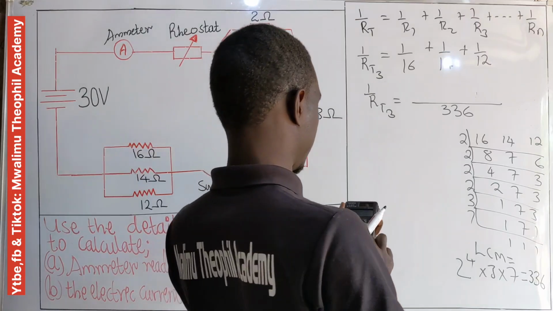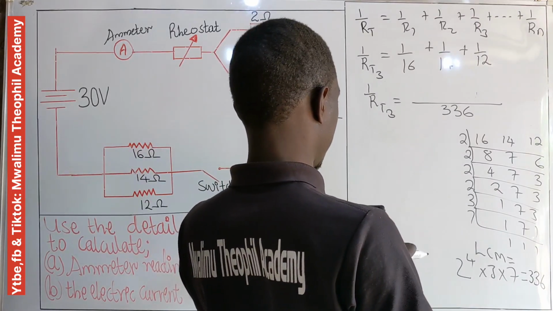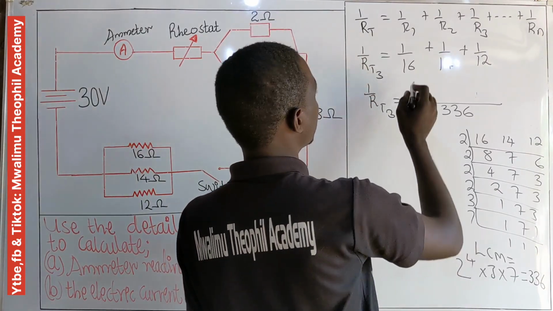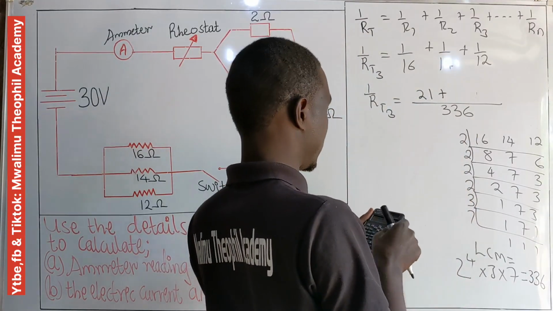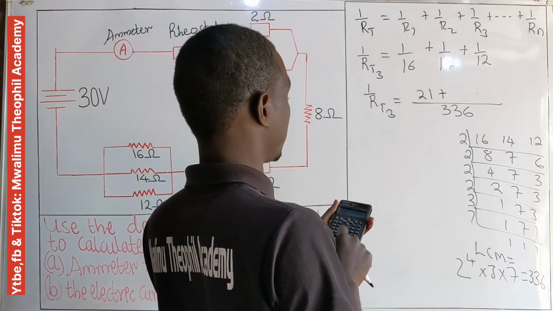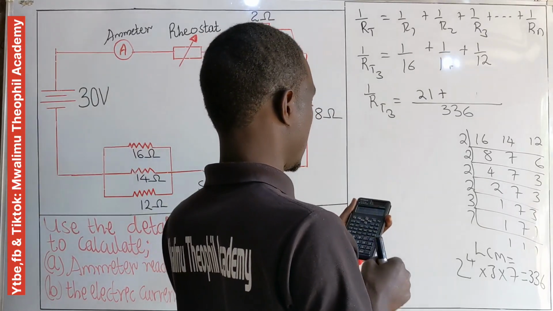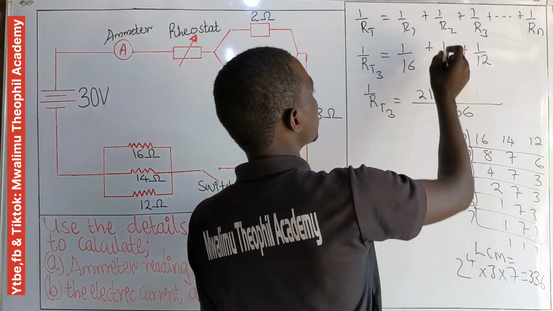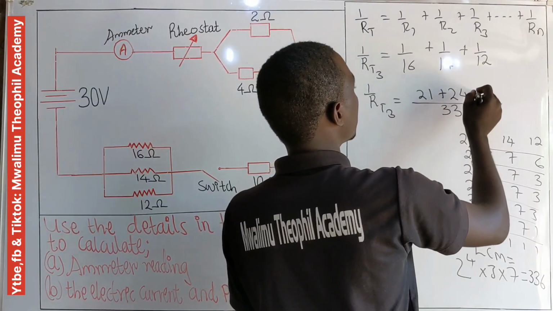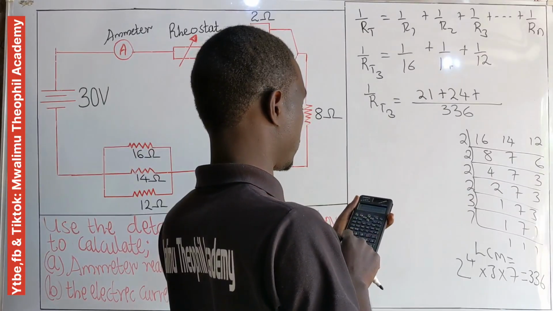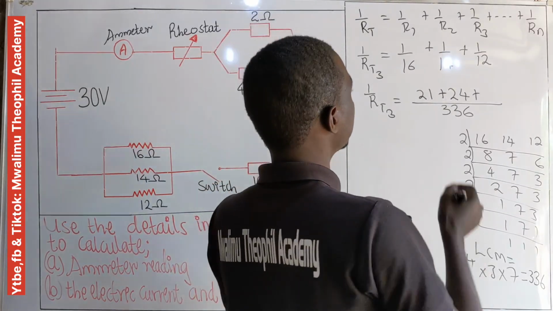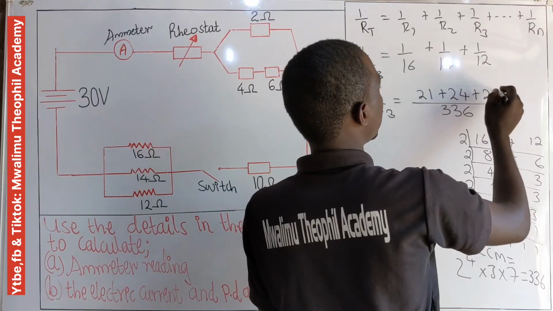Now 336 divided by 16. Here we get 21. 21 times 1 is 21. We add 336 divided by 14. Here we get 24. 24 times 1, we get 24. We add 336 divided by 12. Here we get 28. 28 times 1, we get 28.